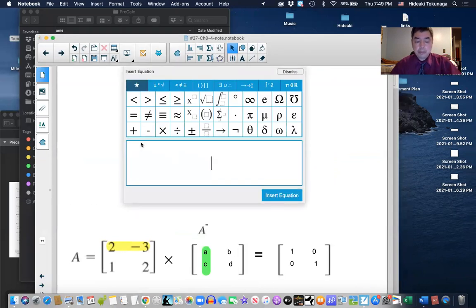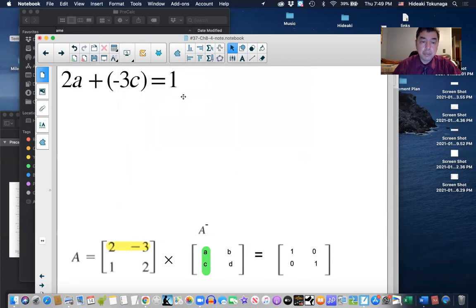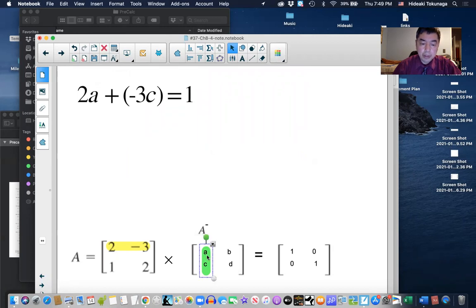So 2 times A, I put 2A, plus negative 3 times C, it's negative C, okay? And equal this number right here, right? So that's 1.